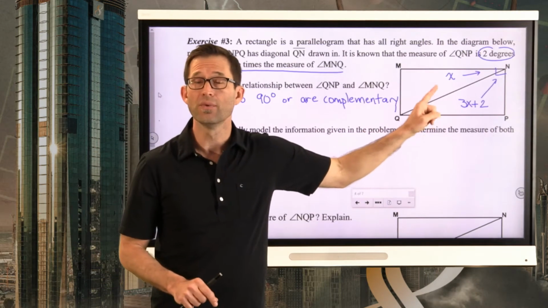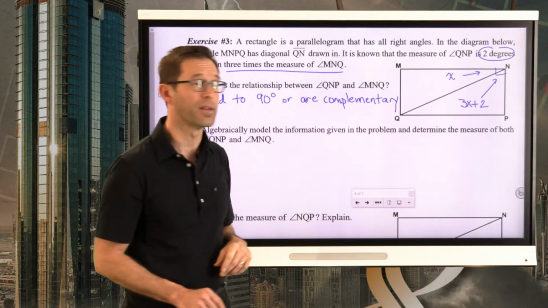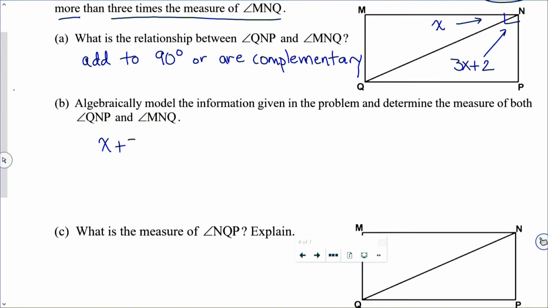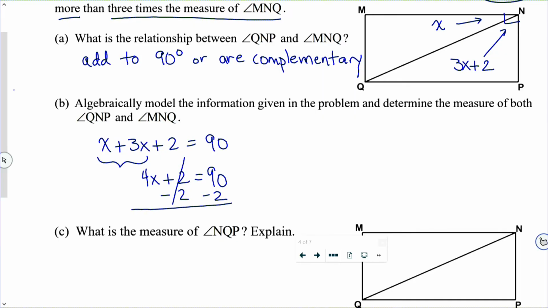Now, once I have these two down, and I know the two angles must add up to 90, it's pretty easy. All I have to do is say that x plus 3x plus 2 is equal to 90. This is pretty easy to solve. I can combine like terms: 4x plus 2 is equal to 90. I can subtract 2 from both sides, leaving 4x equal to 88. Divide both sides by 4, and x will be equal to 22.